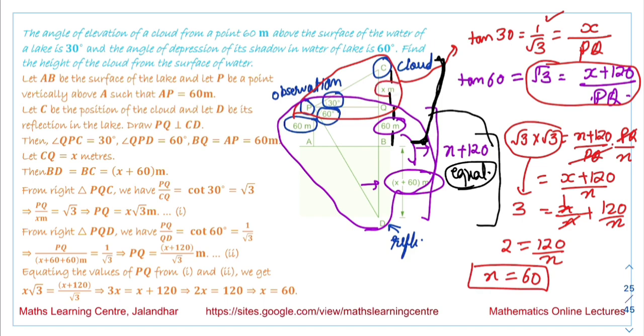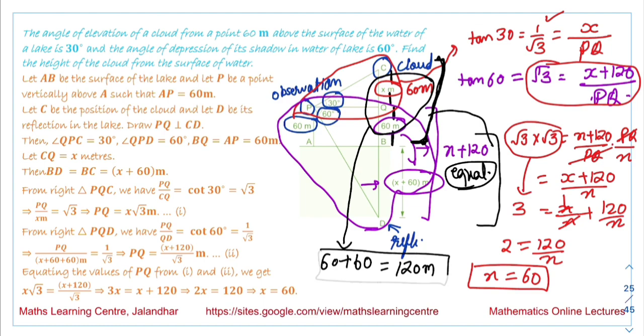The value of x is 60 meter. We want to find the height of the cloud from the surface of the water. So the total height of this cloud from the surface of the water is 60 plus 60, that is equal to 120 meters.